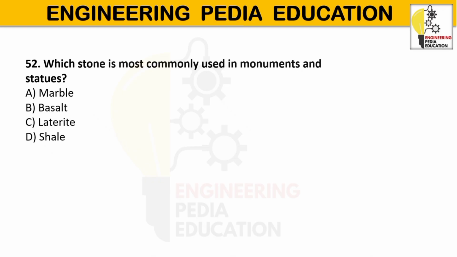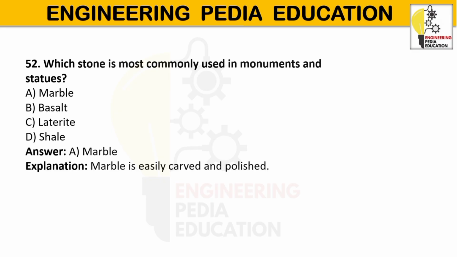Which stone is most commonly used in monuments and statues? Marble, basalt, laterite, shale. So the correct answer for monuments and statues is marble. Marble is easily carved and polished. Marble has good appearance. Marble is a metamorphic rock, takes excellent polish, is durable and strong, easy to carve, has low water absorption, and is suitable for decorative work. Marble is used in flooring, wall cladding, staircases, statues, monuments, and decorative and architectural work.